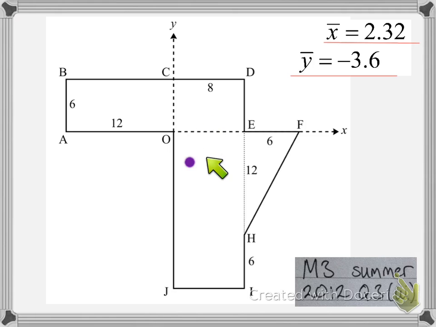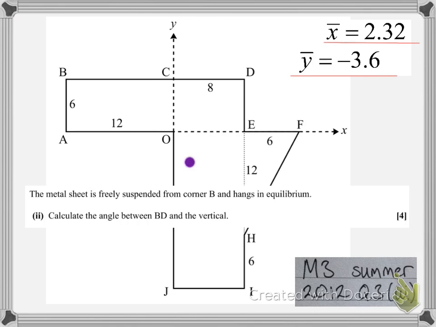So I'm going to add a vertical line depending on where I'm suspending the shape. In this particular question, it says that the shape is suspended from corner B and hangs in equilibrium. So suspending from corner B, and the angle between BD and the vertical. The vertical will go through corner B and through the centre of mass. We don't need to redraw the diagram with the centre of mass positioned on our page looking like it's below B. All we need to do is draw a vertical line going from B through the centre of mass.